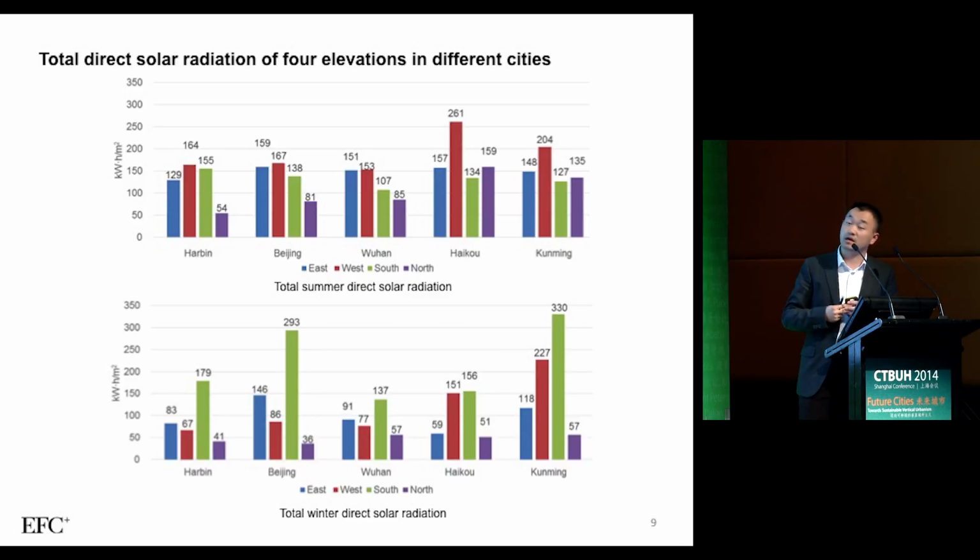This is the total direct solar radiation for the four elevations in different cities. We can see from the first chart that in the summer season, in Haikou and Kunming, the west elevation has very high solar radiation. So when we start our design, we have to focus on the west elevation to control the radiation. But in winter, we can see the south elevation has very high radiation, so we have to focus on the radiation in the south.